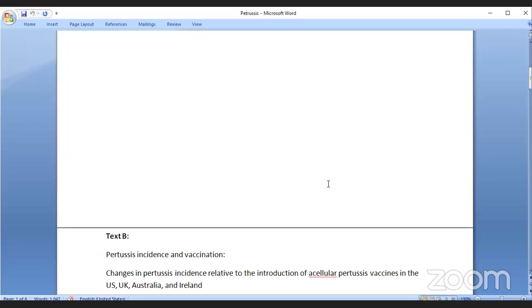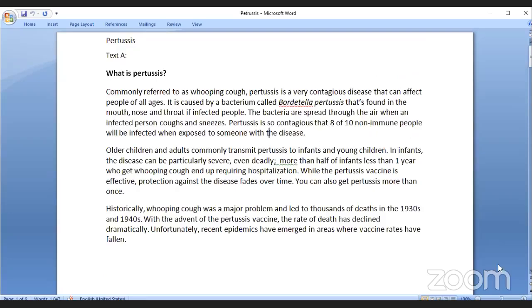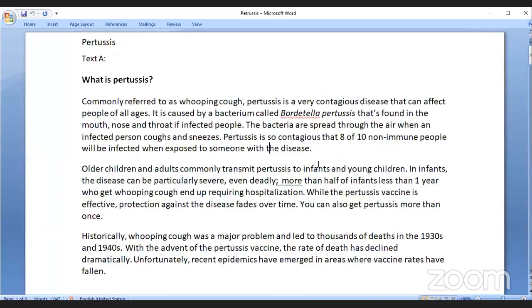Okay, so just a quick recap of the text, then we will continue, okay? Can anybody remind us again how to do part A, what is the strategy? Yes, please.